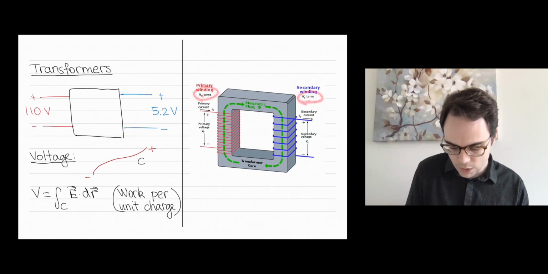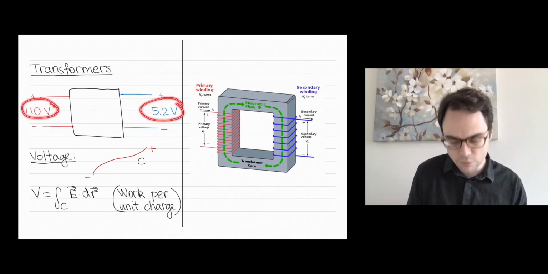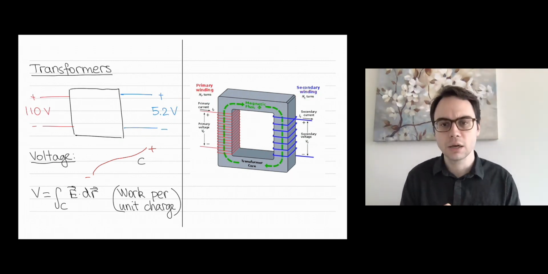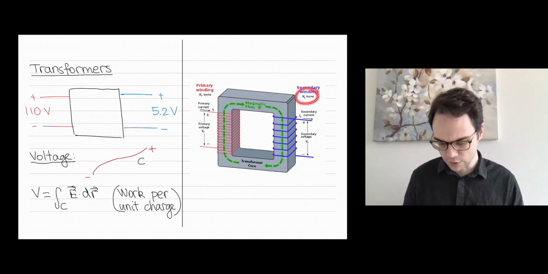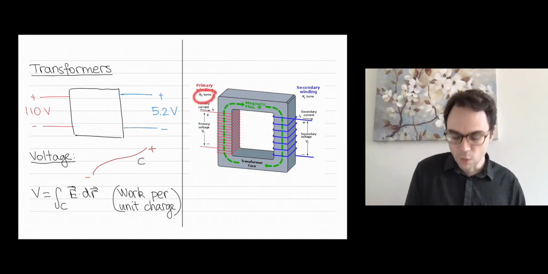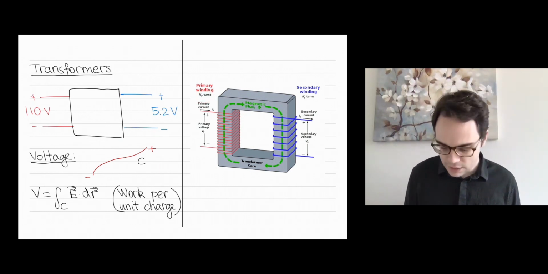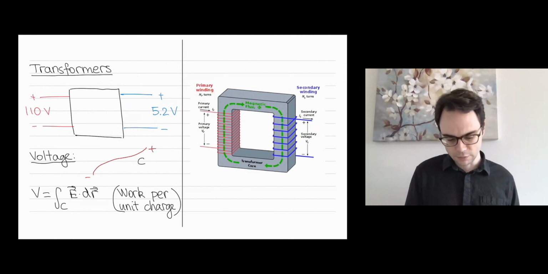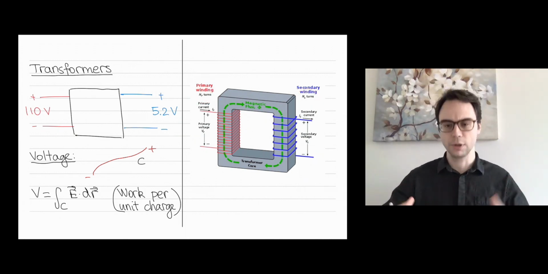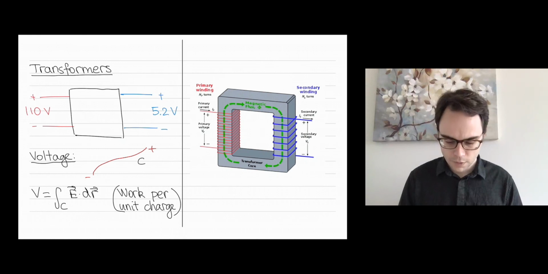So if I want 110 volts to be converted to 5.2 volts, I need a very specific relationship to hold between NP, the number of turns for the red wire, and NS, the number of turns for the secondary wire. What I want to tell you in the last minute of today's lecture is how much bigger NP has to be than NS if I want to go from 110 to 5.2. It's going to be a number like 10 times or 20 times or 30 times. So let's work that out together.